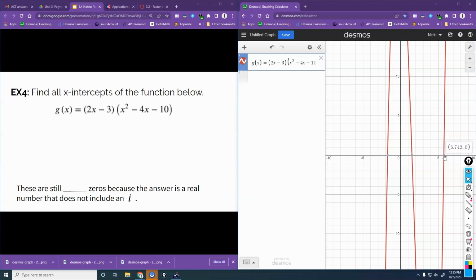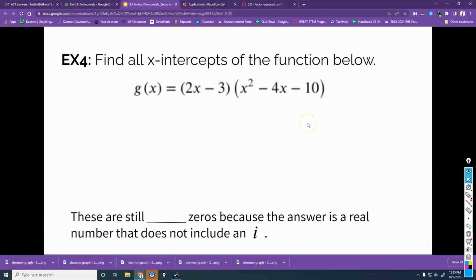But sometimes it may ask for the exact answers. And when it says exact, it means it does not want the decimal approximation. It wants it with all that square root stuff still in it. I know it is kind of an annoying answer to have all of those square roots still in it, but it's considered the exact.